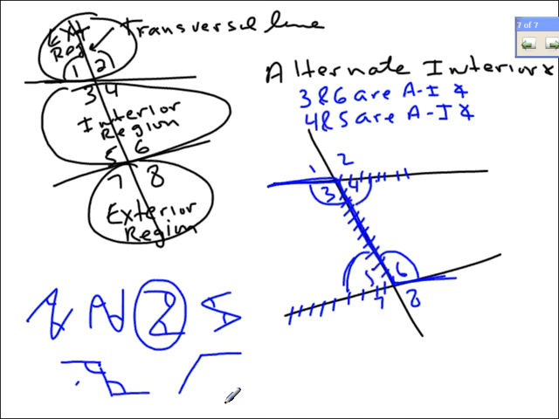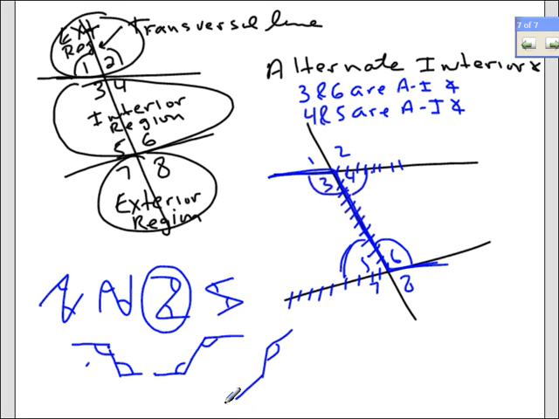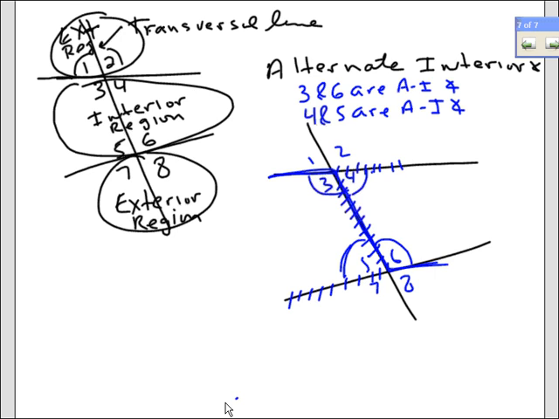Z can go very strange ways. That's also a Z. That's also a Z. Those two angles are alternate interior angles. Sorry, they're not equal, the alternate interior. So that's how you find alternate interior angles. And given any two lines and a transversal, you have two pairs. Always two pairs.